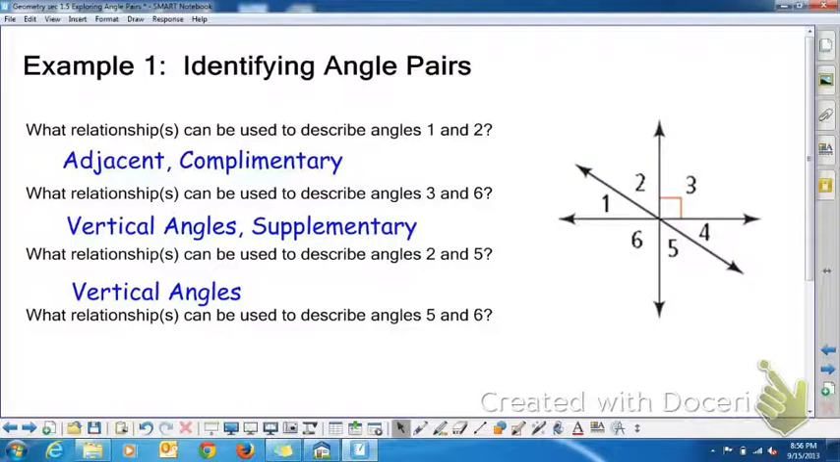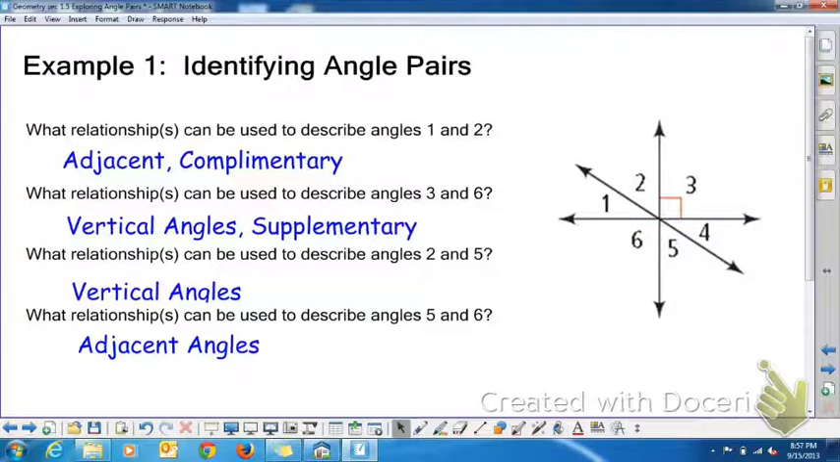Let's talk about this last pair, angles 5 and 6. What we know about 5 and 6: they share a common vertex and a common side, which makes them adjacent angles. They're too large together to be 90 degrees, too small together to be 180 degrees. They are not vertical angles. So all we know about angles 5 and 6 is that they are next door neighbors. They share a common vertex and a common side, so therefore they are adjacent angles.